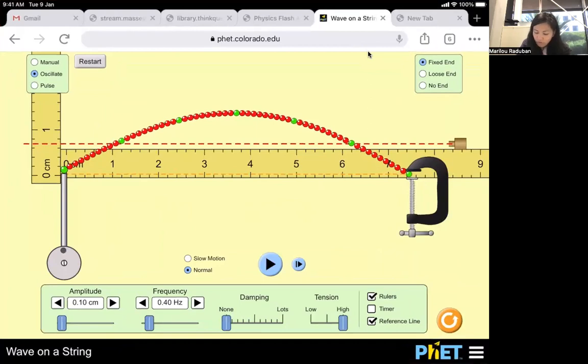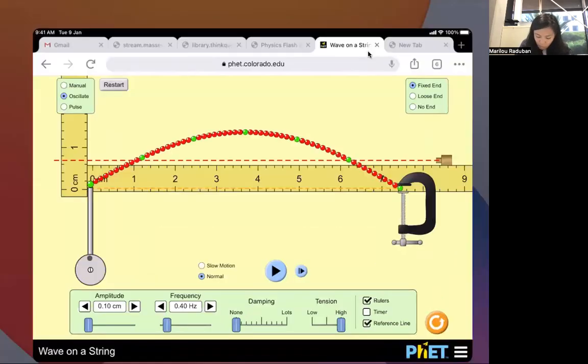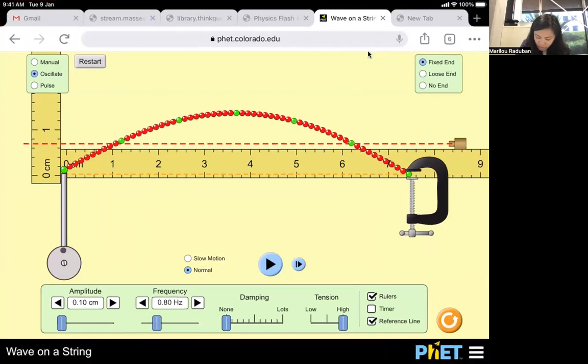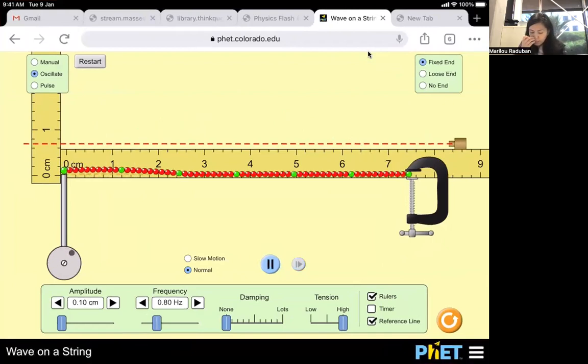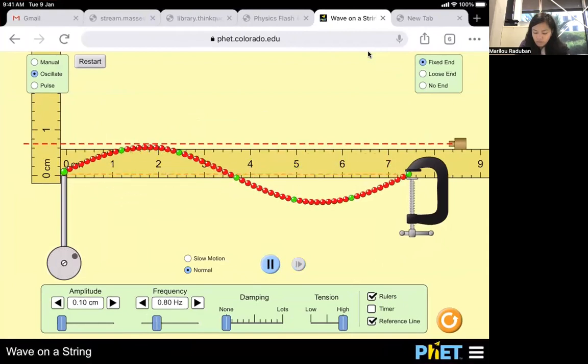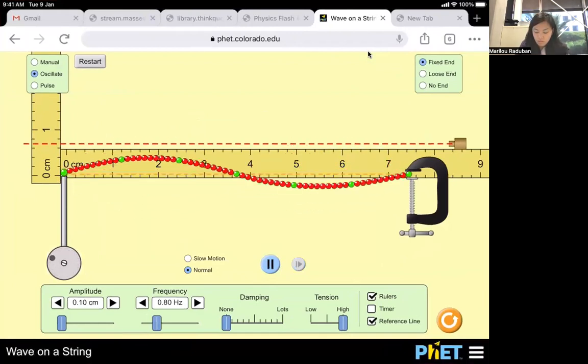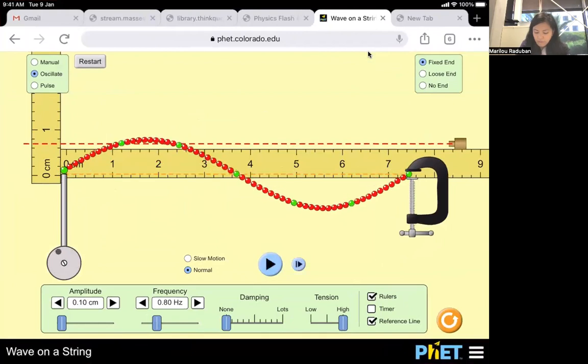So the whole length of the string is equal to half a wavelength. It did not make one whole. Now, what will happen if you increase the frequency to 0.8 hertz? Let's wait for the amplitude to build up a little bit. So you can see there the standing wave that is generated.